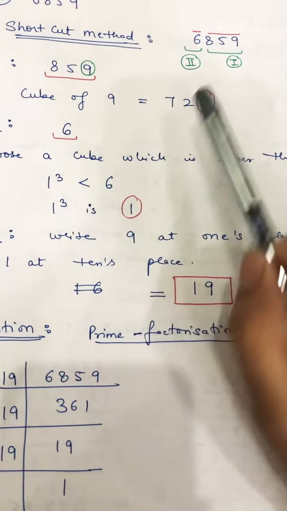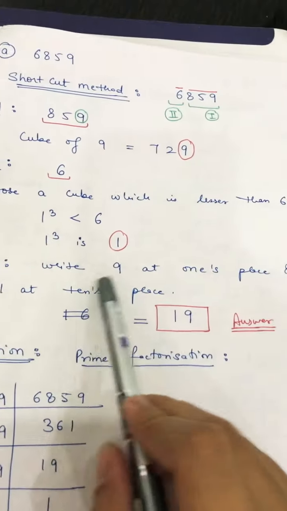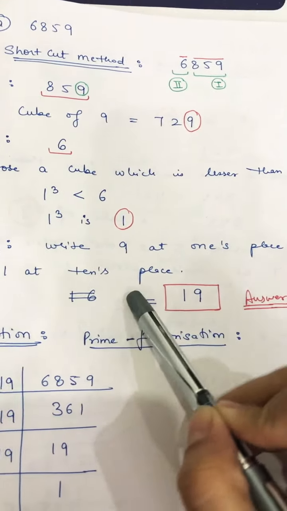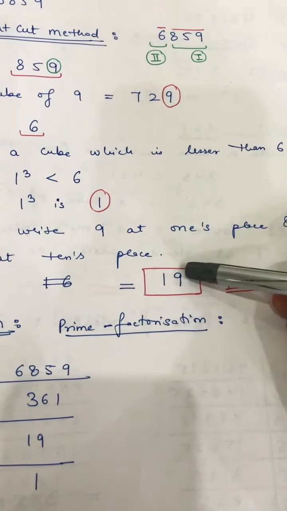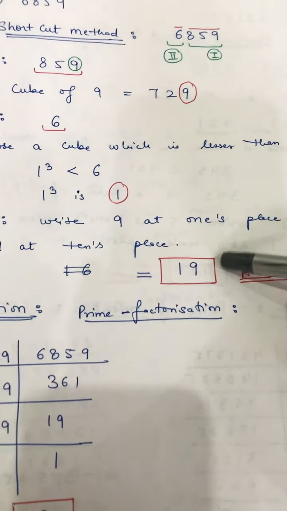Now you have to put these 2 digits in the third step. Write 9 at the 1's place and 1 at the 10's place. Put this 9 on the 1's place and this 1 at the 10's place. So this 19 is your answer. Now you have to verify your question.